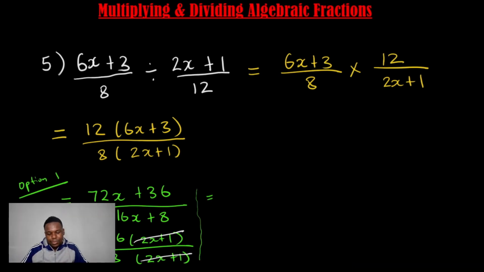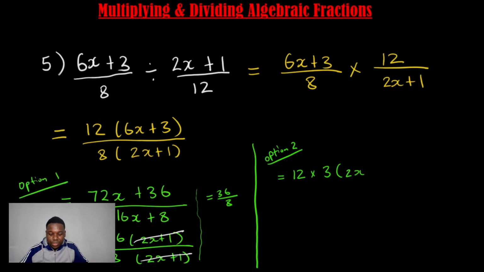The second approach is that we do not distribute. We see if there's a common factor there in the bracket of the numerator, and then try to factor out that common factor. So we have 6x plus 3. The common factor is 3. So we can factor that out. When we factor out that 3, we realize we're left with 2x plus 1.